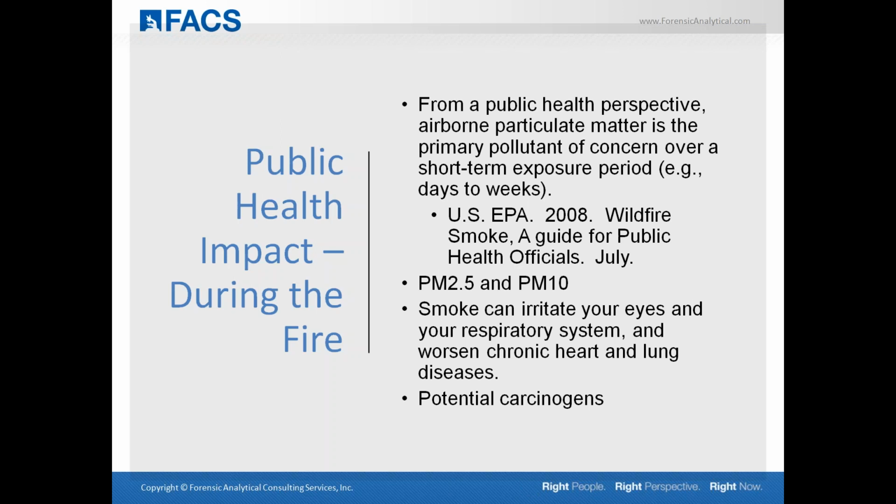During a wildfire event, counties and air quality management districts will put out documents and advisories regarding air quality. From a public health perspective, they're generally looking at the airborne particulates that are created during the wildfire event. This would be the small particles that are less than 10 microns, also known as PM10. Also, the smaller particles that can affect the lungs and heart, which is called PM2.5. This smoke can irritate your eyes and your respiratory system, and also worsen chronic heart and lung diseases in people. So during a wildfire event, we're typically looking at this PM2.5 and PM10 when evaluating air quality.